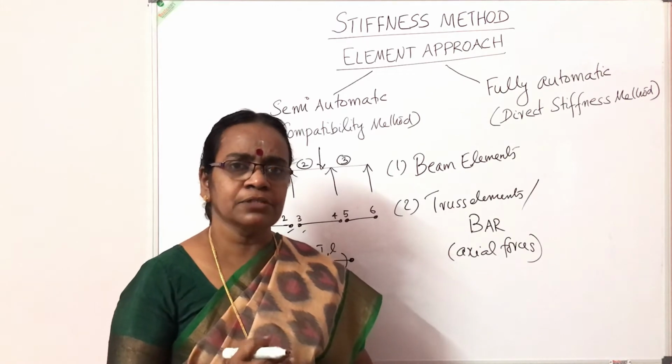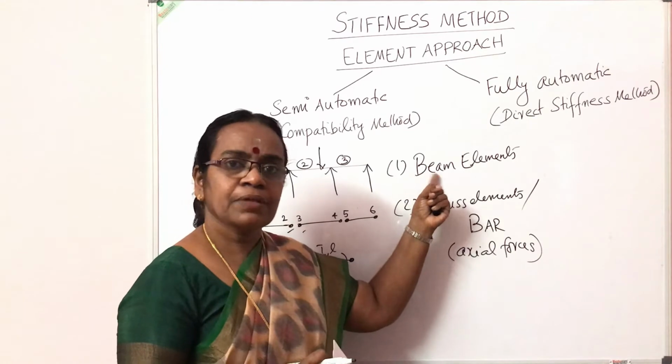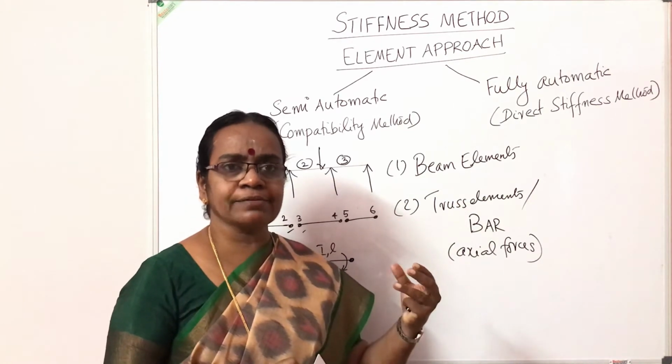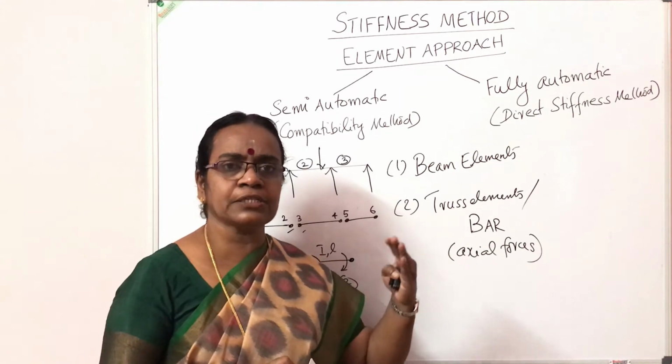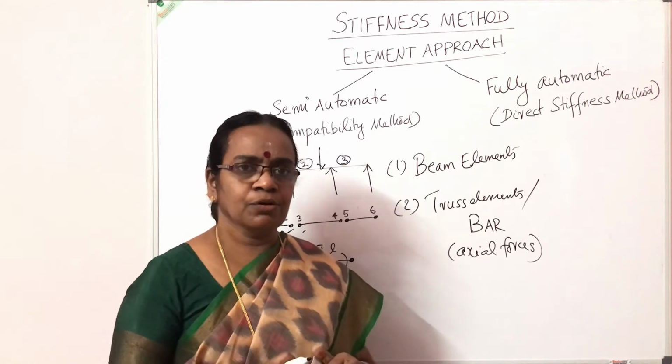So our next aim is to formulate the element stiffness matrix for beam element and truss element and keep it as a formula. So when we do the numerical example, we simply apply the moment of inertia, area and length of the member in those formulas and then do the numerical examples.